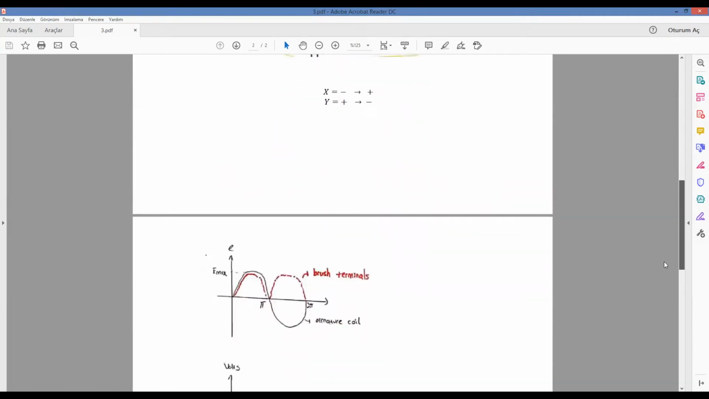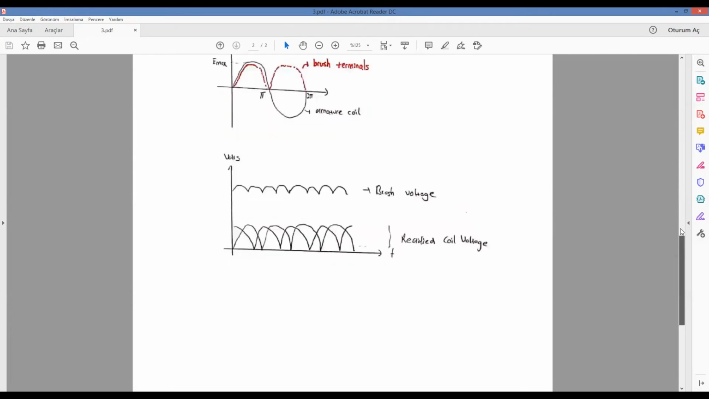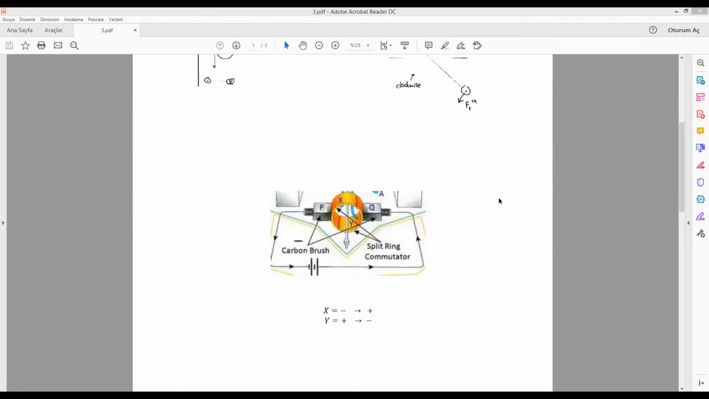On the other hand, in the generators, a DC voltage is generated at brush terminals as a result of rotation and commutation. You can see the rectified coil voltage and brush voltage on the graph. This graph indicates the voltage between brushes in the DC machine, according to my previous explanations. Furthermore, the brushes are a stationary part and the commutator is a rotational part, since the commutator rotates with the armature and shaft.